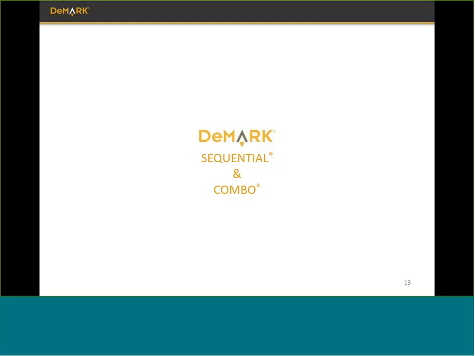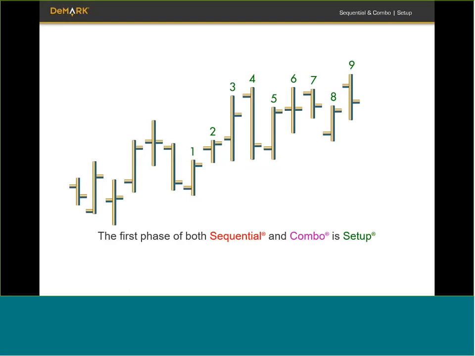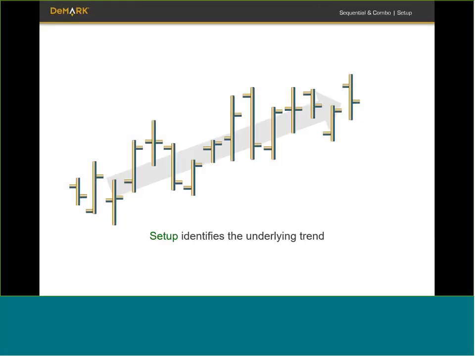So sequential and combo both start with the TD setup. The setup phase is consistent across both indicators. That's to say it's the same with sequential and with combo. And that's because the setup is the initial component that identifies the underlying trend. So the setup identifies the direction of the market.